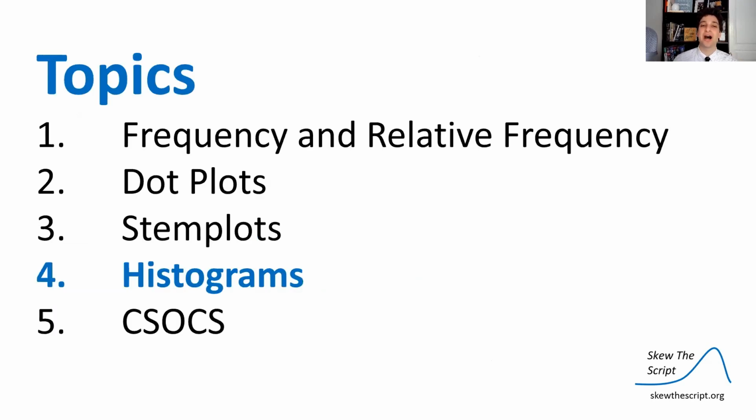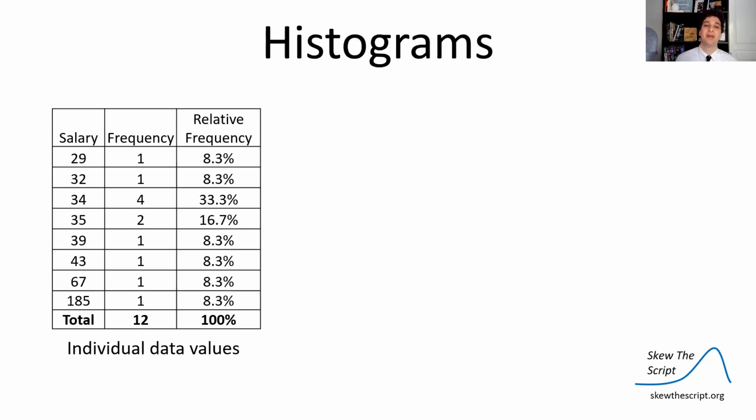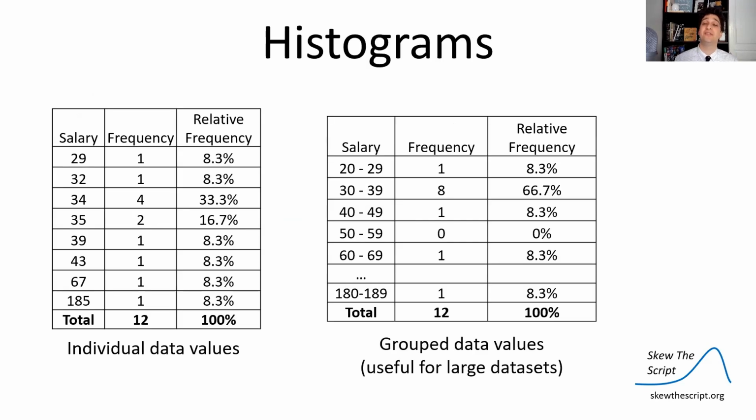Now let's talk about probably the most common way to visualize quantitative data, the histogram. In histograms, you're going to take our frequency tables and convert them from individual data values into group data values. So for example, one natural way to group this data set is to look at all the salaries that are between $20,000 and $29,000, $30,000 and $39,000, $40,000 and $49,000, etc.